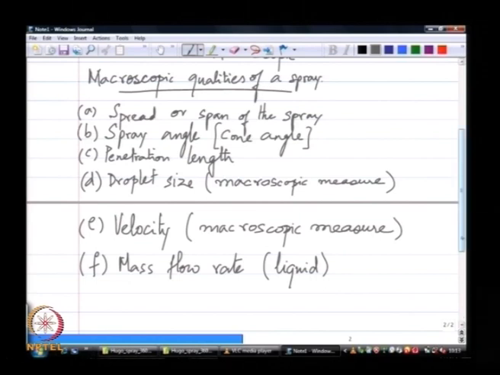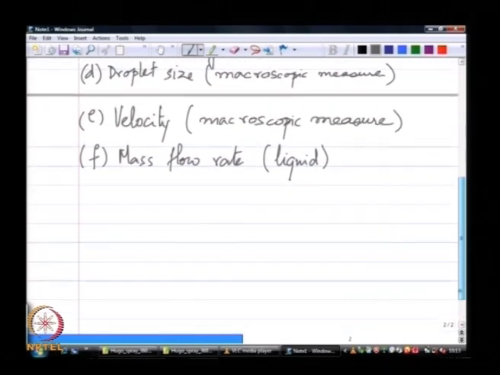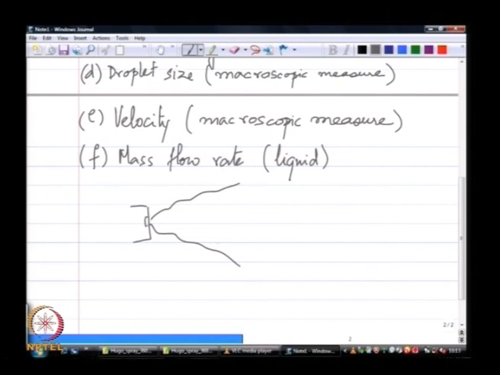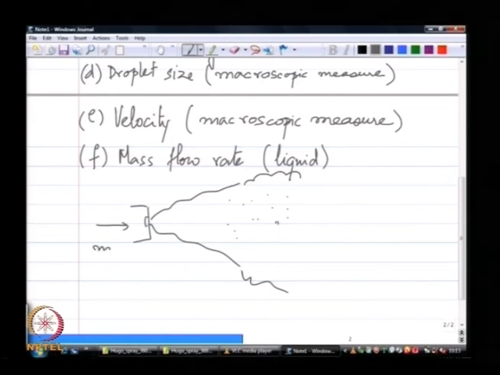If I take a typical spray, let us say I have a spray nozzle from which the spray is emanating. First of all, I have all these drops in the spray, we have seen this many times. The flow rate coming out in a steady sense is the mass of the liquid flowing out per second. This is relevant to surely many applications.